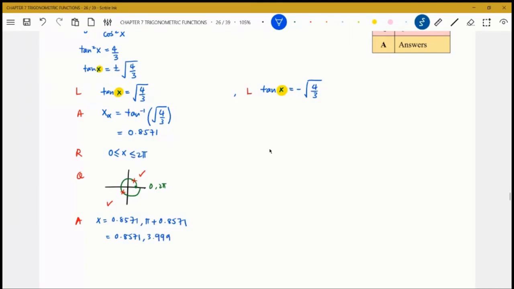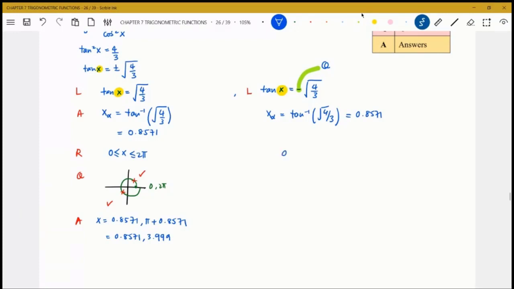Okay, itu baru first case. Second case di mana tangent tu adalah negatif. So kita hanya perlu copy balik x alpha kita. Inverse tangent square root 4/3. Sebab kita tahu negatif di sini merujuk kepada quadrant. Okay, so acute angle will be the same thing.